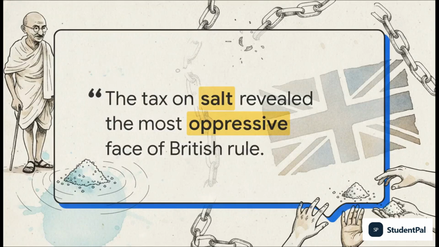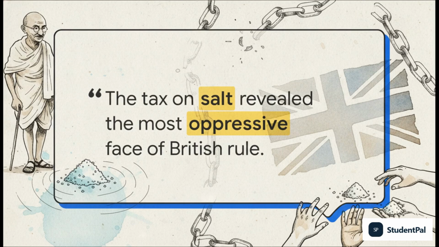We are now stepping into the final major push of this chapter. After years of internal debate and a global economic depression that hit Indian farmers incredibly hard, the Congress met in 1929 at the Lahore session under Jawaharlal Nehru, and they made a huge declaration. They demanded Purna Swaraj, meaning complete, total independence.